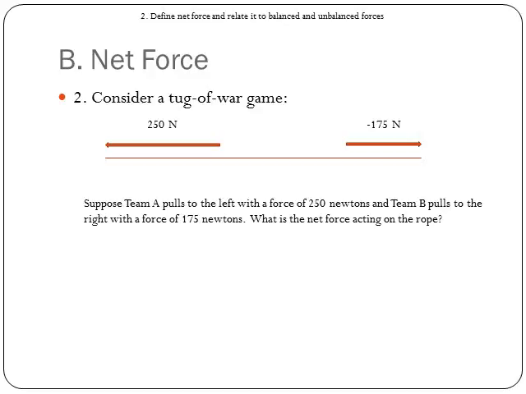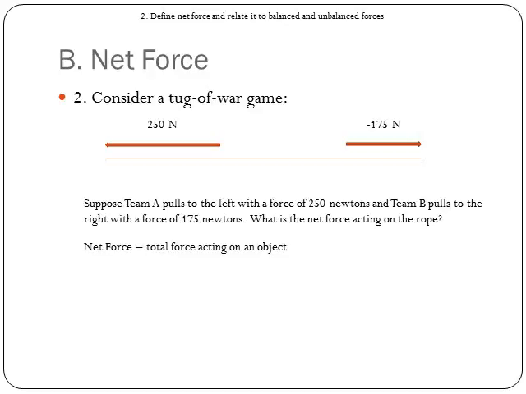I just as easily could have said the 250 was negative, so negative 250, and then a positive 175. Either way is fine, but by doing this, I'm showing that going to the left we're considering positive, going to the right we're considering negative. And again, we could have flipped that around if we wanted to. So the question, what is the net force acting on the rope?